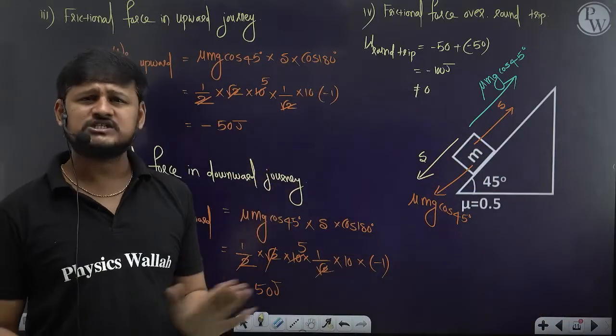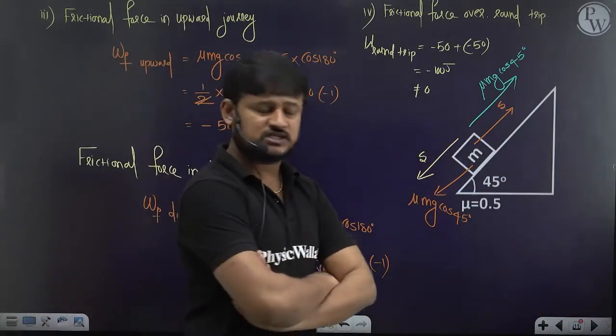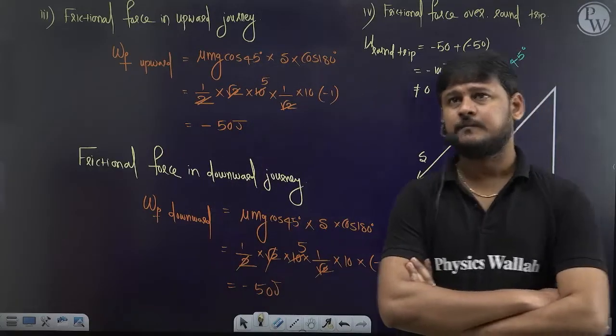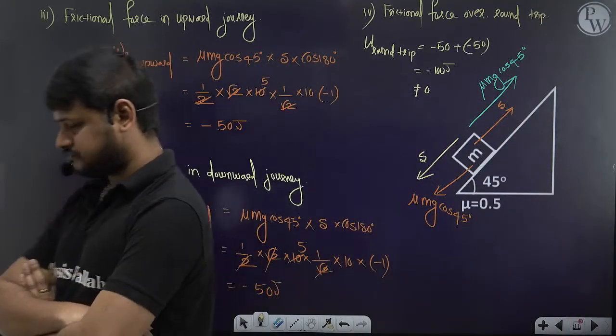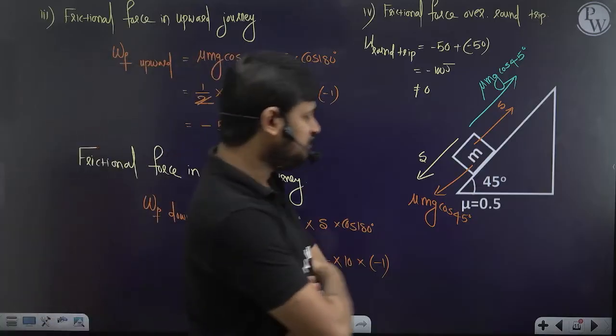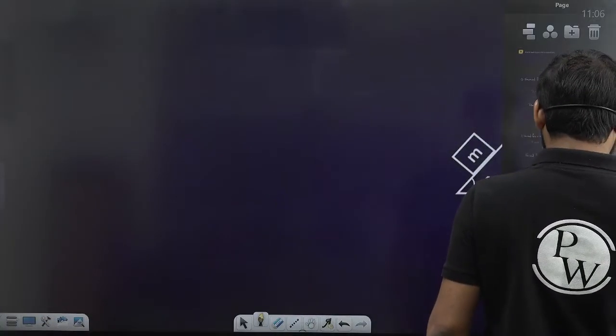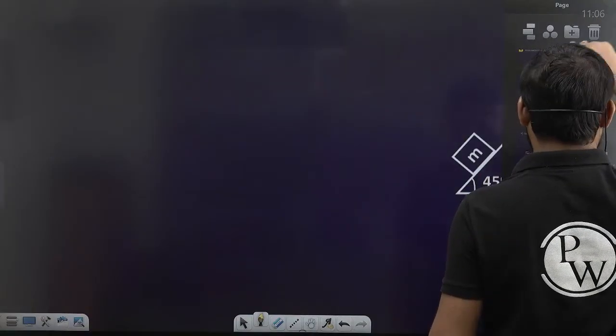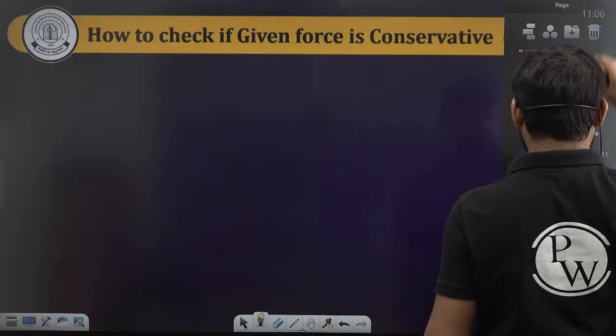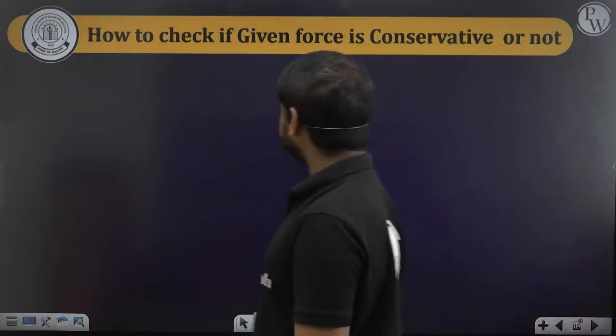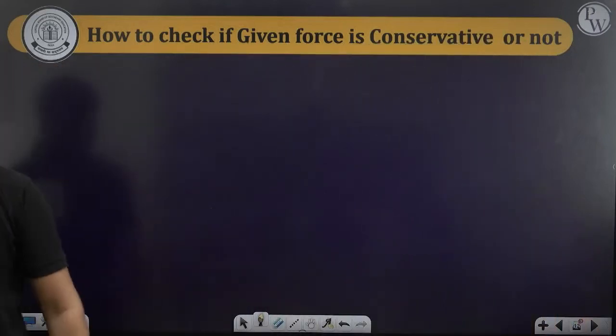Clear now? So that is what conservative and non-conservative forces are. Understood, everyone? Hope the concept is clear now. Chalo, let's move further. We don't need another slide, so let's delete these two. Chalo, so now, how to check if the given force is conservative or not?